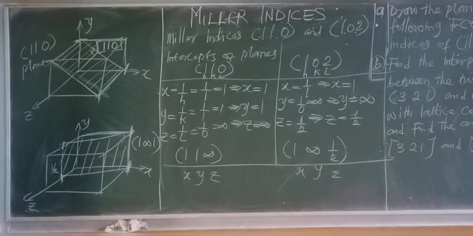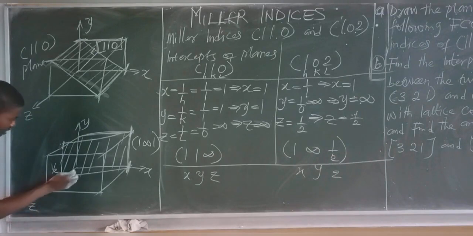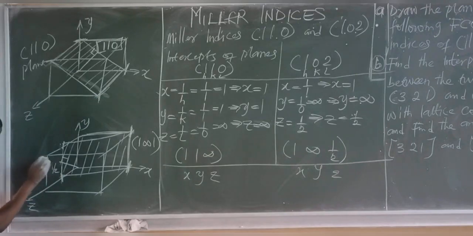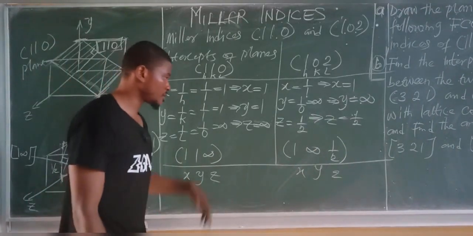Next question says draw or show the direction. So from the origin, draw a line which cuts any of the plane at 90 degrees. So I can draw this line from here. This cuts this plane at 90 degrees. So this can be my direction. Let me take it out a bit. So I have this direction, the 1, infinity, and half direction, and enclose it in a square bracket. So that's the first part of the question answered.